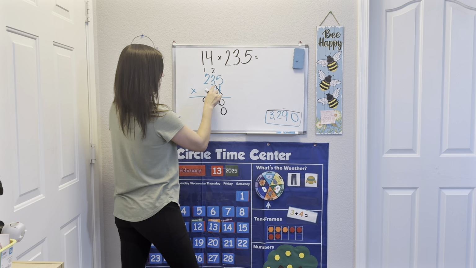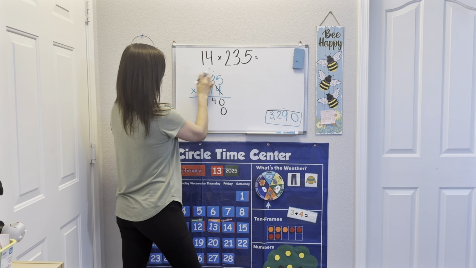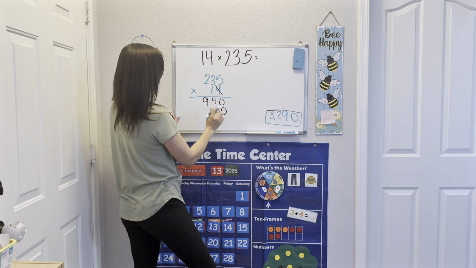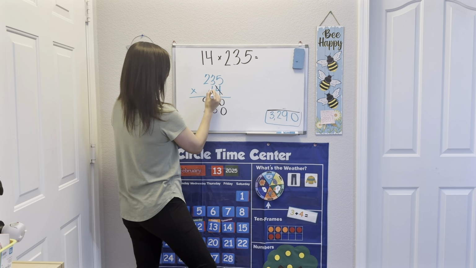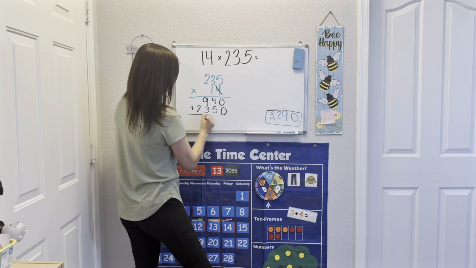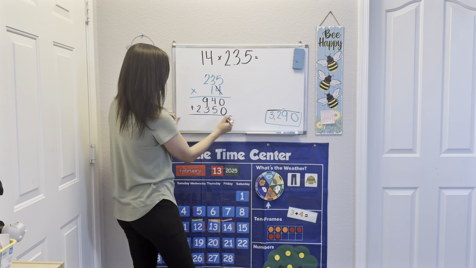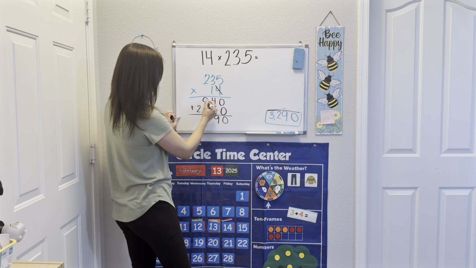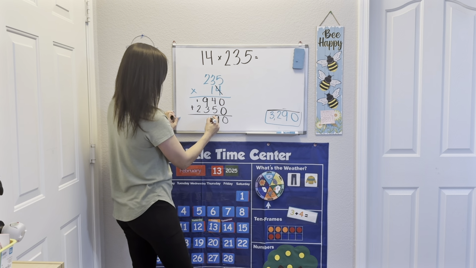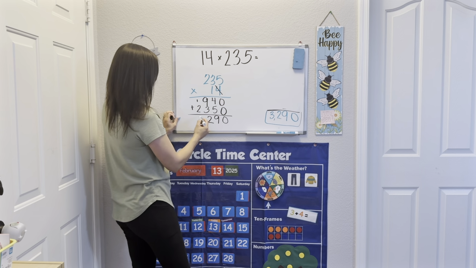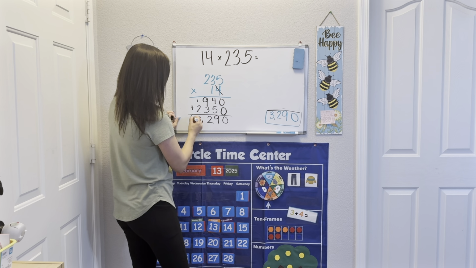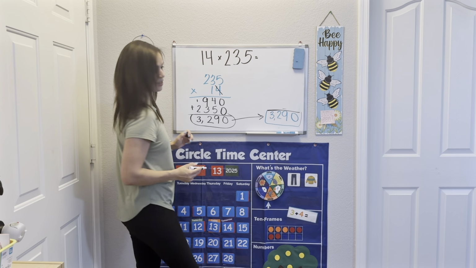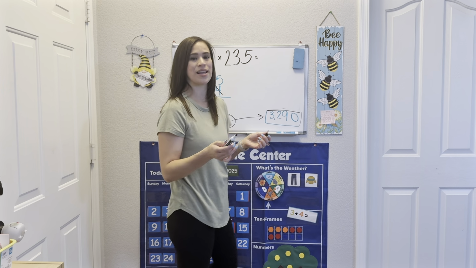So 1 times, you can get rid of these guys, so we're not double doing it. 1 times 5 is 5. 1 times 3 is 3. 1 times 2 is 2. Now we're going to add from right to left. Our ones place is 0. Our tens place is 9. Our hundreds place is 9, 10, 11, 12. We need to carry the 1. And then our thousands place is 2 plus 1, which is 3. Did we get the same answer? Yes, we did. Just 2 different methods on how to learn it.